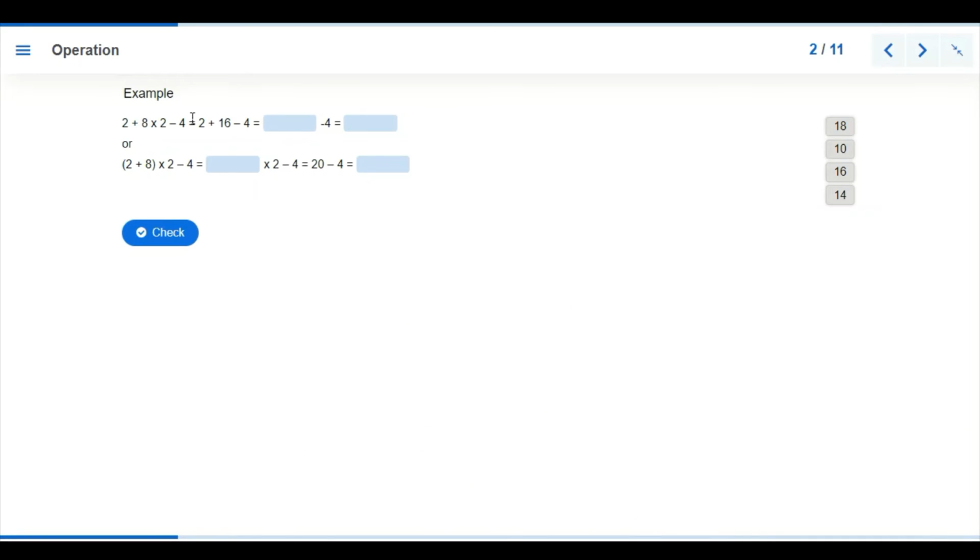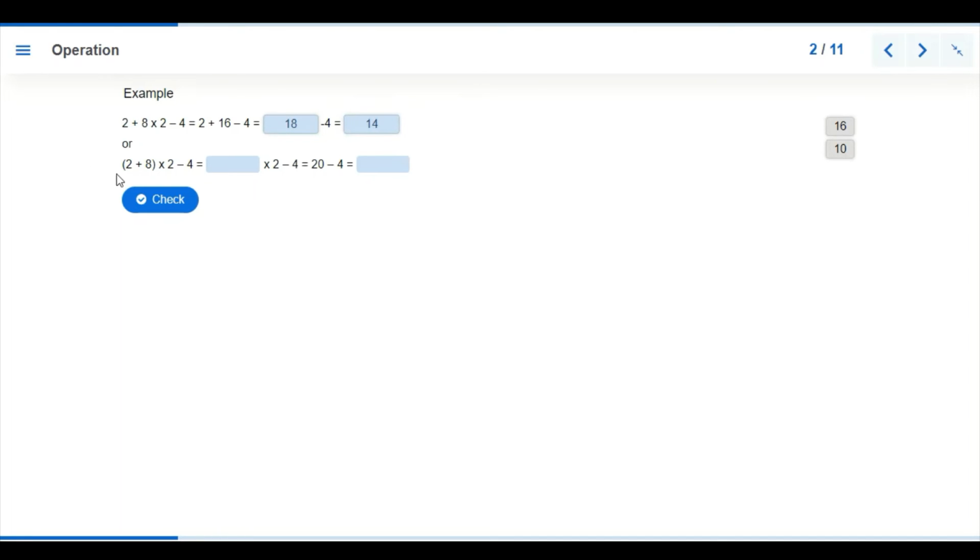So with that, let's look at 8 times 2 rather. That is 16. So if you have 16, 2 plus 16 is 18. So we have 18 here. Then 18 minus 4 will give us 14, based on our earlier explained solution.